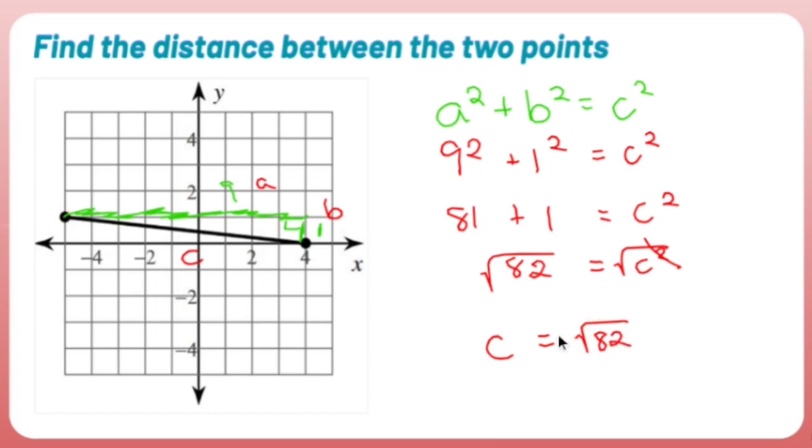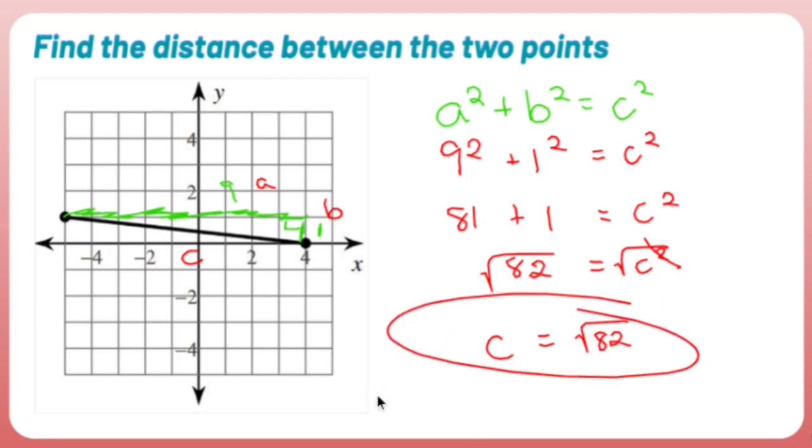Now, depending on what teacher you have, they might be like, well, I need you to find out the decimal to the nearest whatever. So the square root of 82 is like 9 point something. If you have a teacher that says you need to break this down and turn that into something times the square root of something, you can't do anything here. 82 is 41 times 2. You can't break that down any further and bring stuff out. So we're done. C is the square root of 82, or 9 point whatever it is.